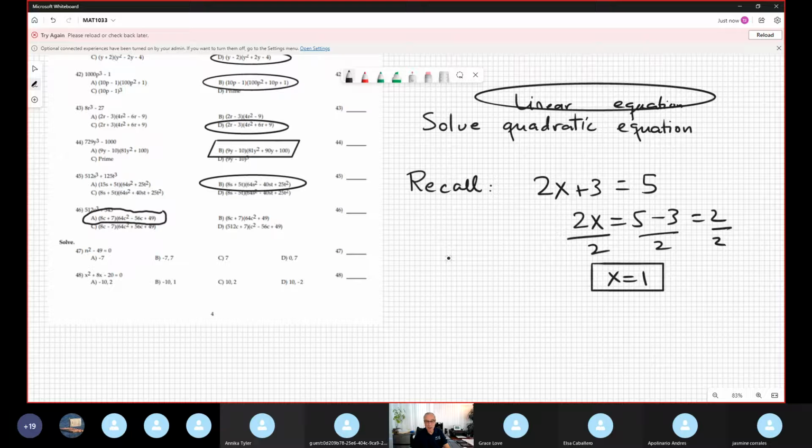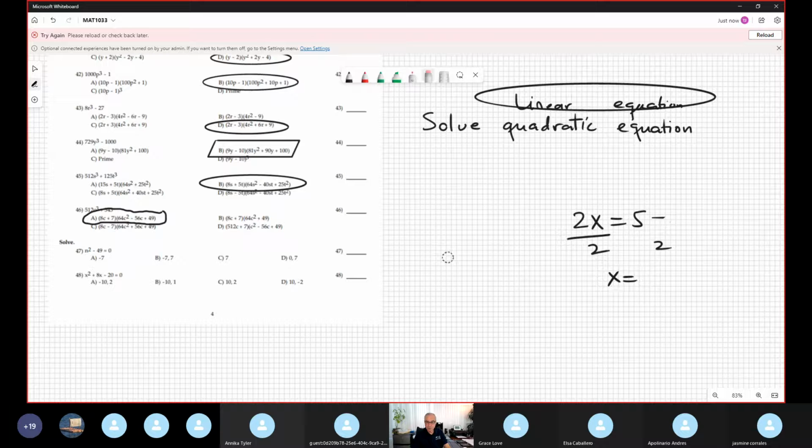What should I do? Well, for example, doing the example 47, no? It is n squared minus 49 equal to 0. This is quadratic because the exponent in my variable is 2. Okay, it's quadratic. So now there are many ways to solve this. However, one fantastic way is factorization.